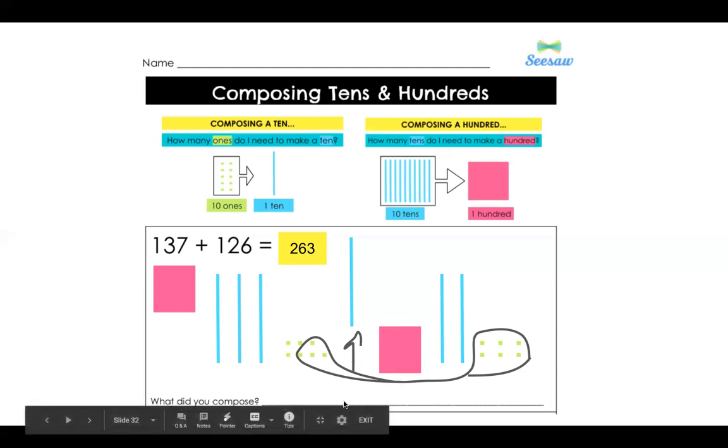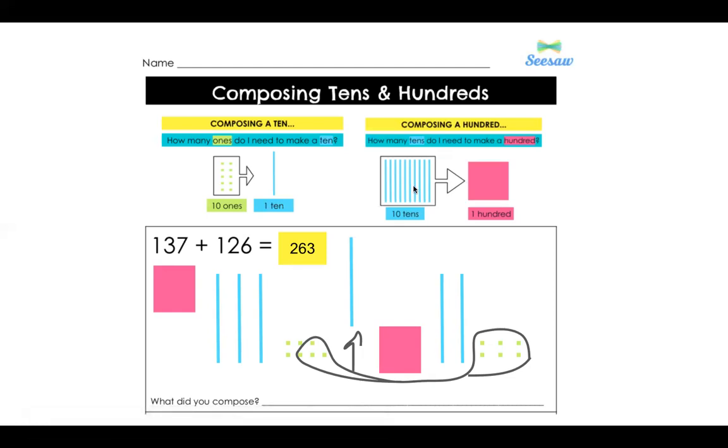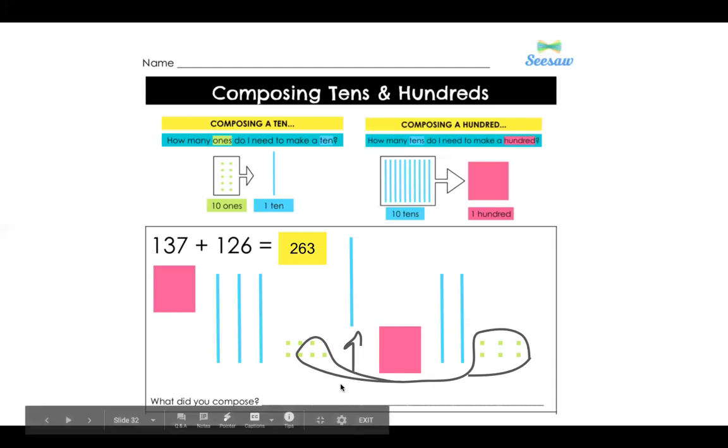Now I need to fill in this part. What did you compose? Did I compose a 10 or did I compose 100 or did I not compose anything at all? I composed a 10. So right here on this line, I'm going to write I composed a 10, and you should too.